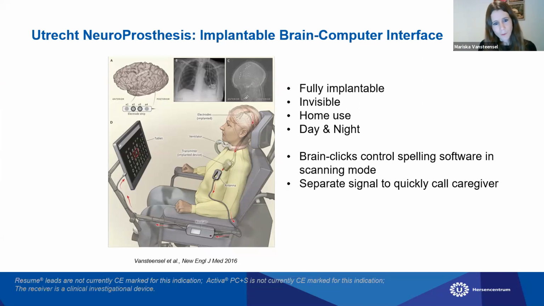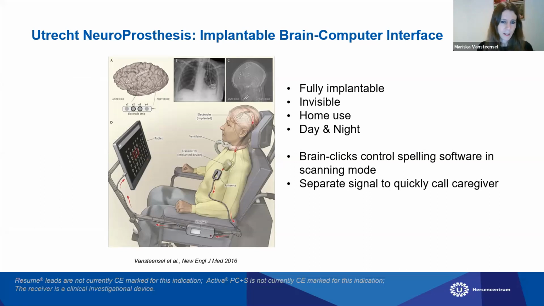It consists of several parts. It has implanted electrodes, subcutaneous wires, and an implanted amplifier. And all these parts, I hope you can see my mouse, by the way, are completely invisible on the user. And there are some external parts, including the screen that presents the communication software. And we have shown that this device is able to provide people with late-stage ALS with a reliable way to communicate in their daily life.